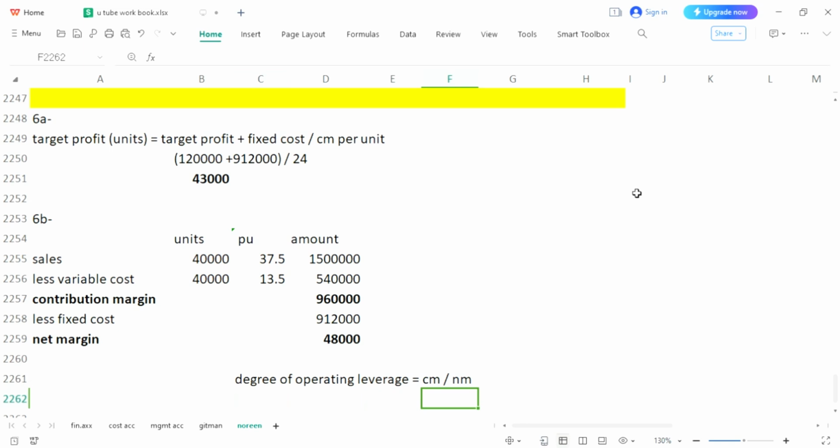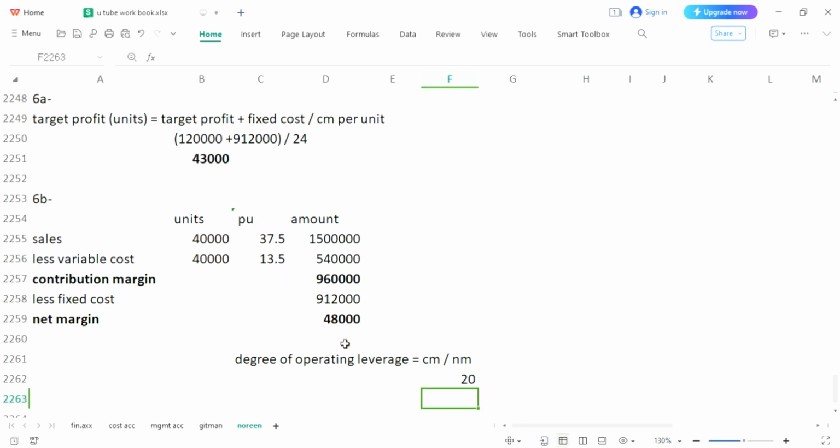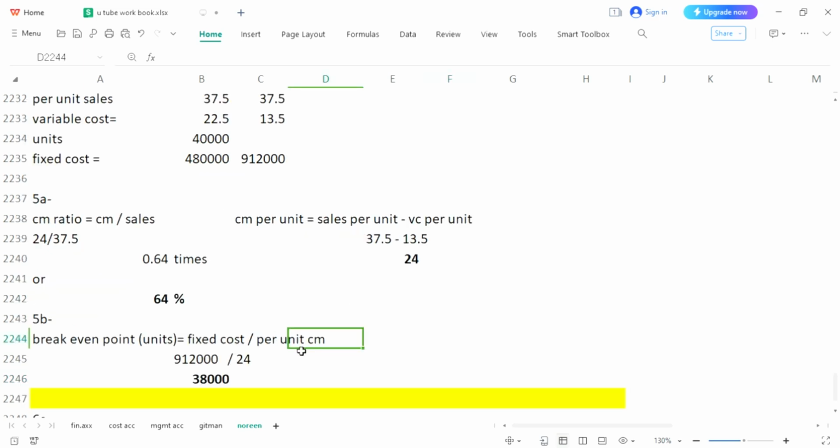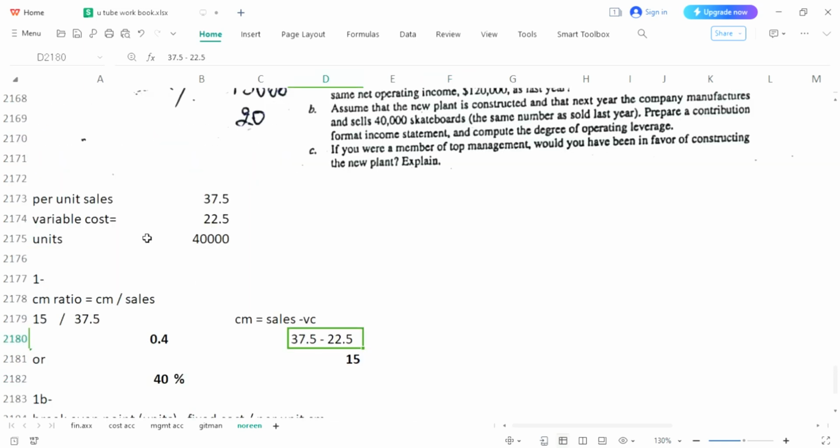Contribution margin would be divided by net margin, and contribution margin is present over here, 9,60,000 highlighted. Please follow it. Contribution margin 9,60,000 and you need to divide by net margin. Both are highlighted, focus on it in your mind. By dividing contribution margin by net margin, we get the degree of operating leverage, which is 20. Let's go back to the question and you can see the B part answer is 20.